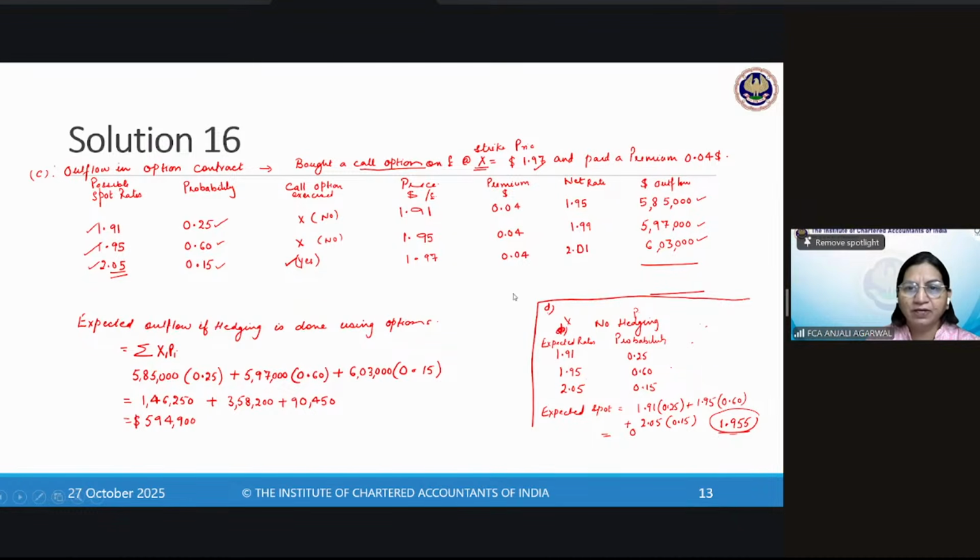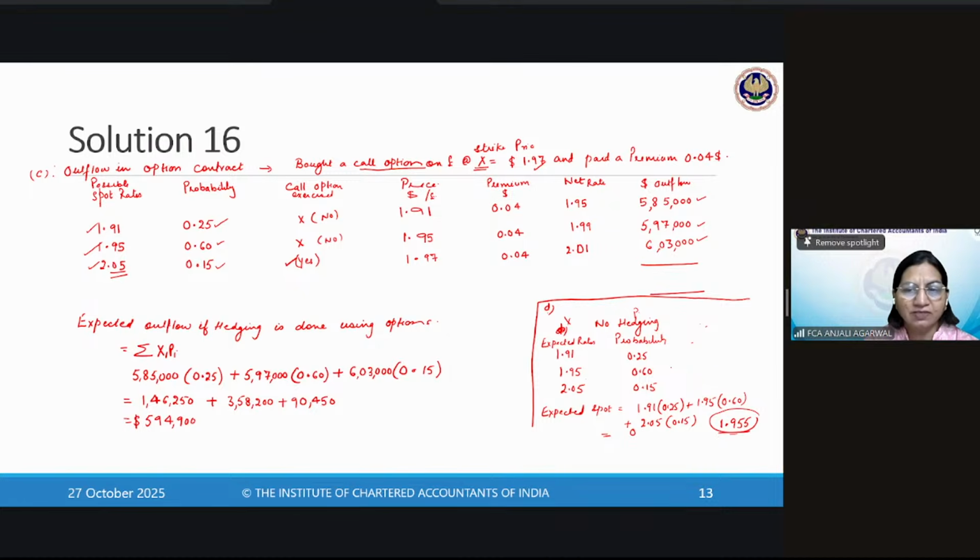Otherwise, why are we doing an option? If we are supposed to calculate a 1.955 expected rate, we cannot decide whether the option will be exercisable on the basis of this. As three scenarios are given, we are very clear that the option will not be exercisable in the first case. It will not be exercised in the second case.